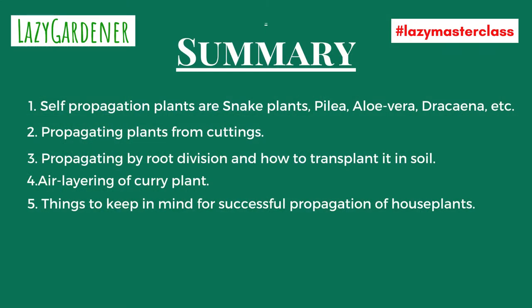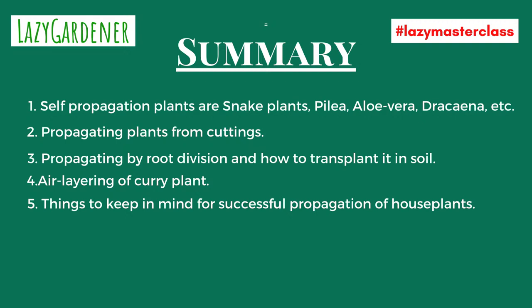So first of all, what is propagation? Propagation is essentially cutting, rooting, and then transferring. Now there are some self-propagating plants. These are plants which create new babies, new plants on their own with roots. Plants like snake plant, pilea, aloe vera, and Dracaena.